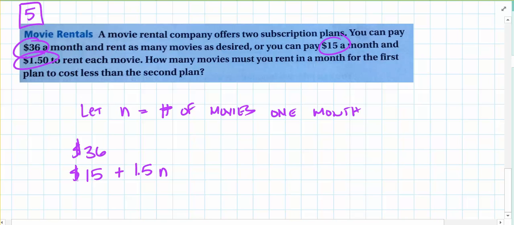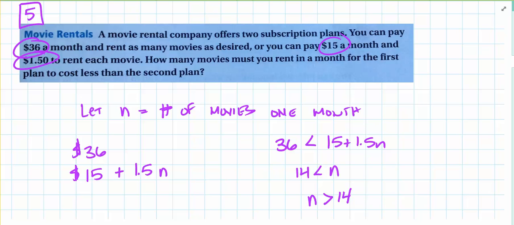So the question is, when will the first plan be less than the second plan? The first plan is 36. When will that be less than the second plan, which is 15 plus 1.5n? When you solve this, you end up with 14 being less than n, or n has to be greater than 14. So to interpret, you must rent more than 14 movies in the first month for it to cost less.